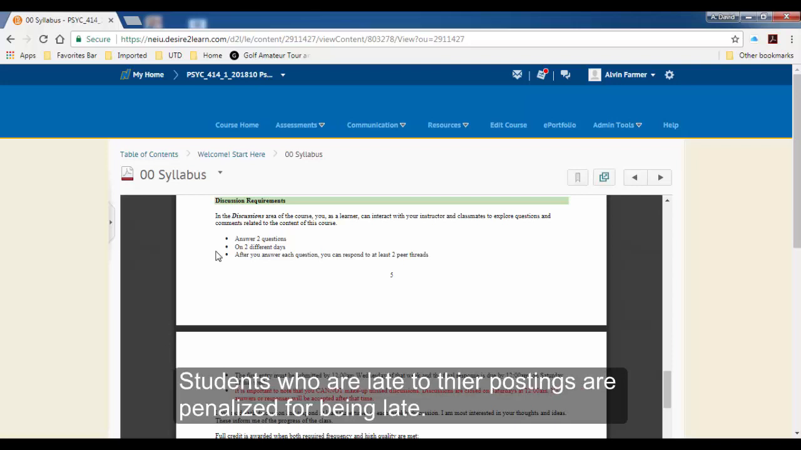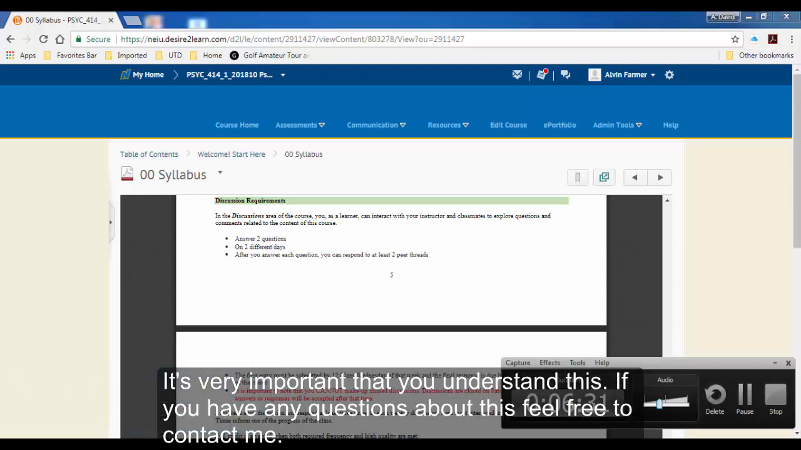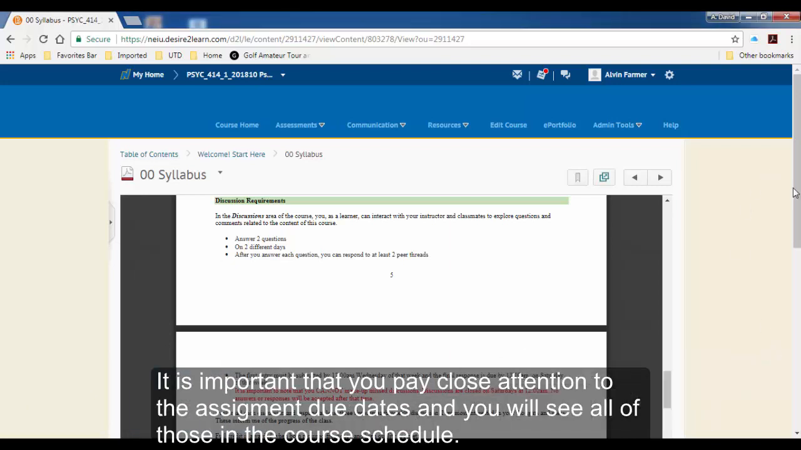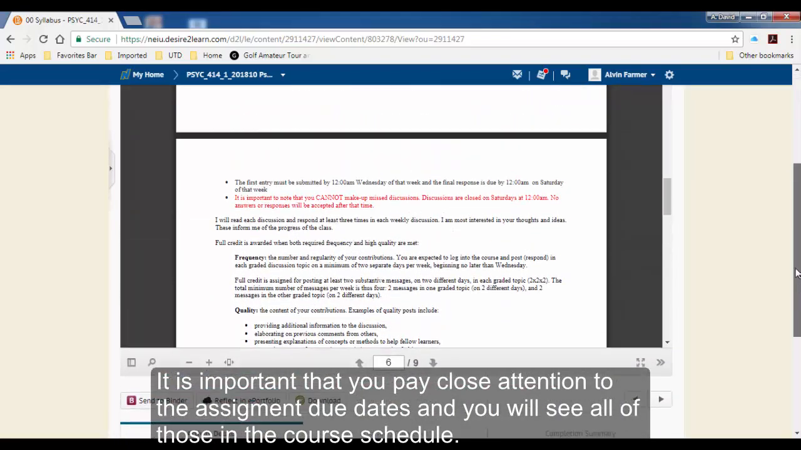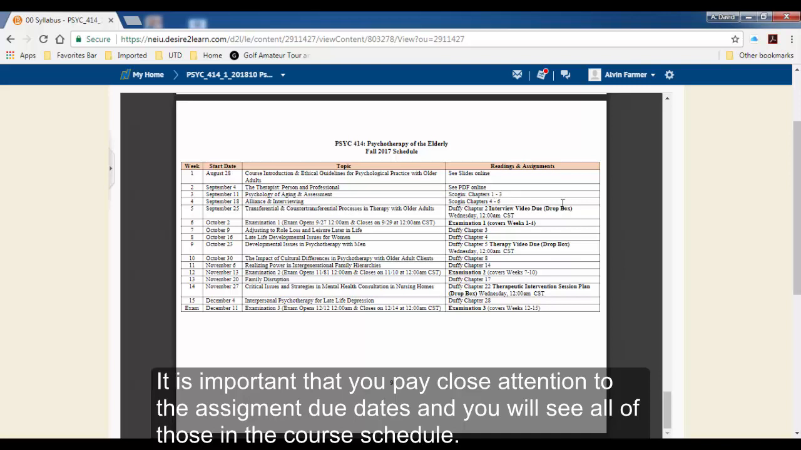Students who are late to their postings are penalized for being late. Very important that you understand this. If you have any questions about this, feel free to contact me. It is important that you pay close attention to the assignment due dates, and you see all of those in the course schedule.